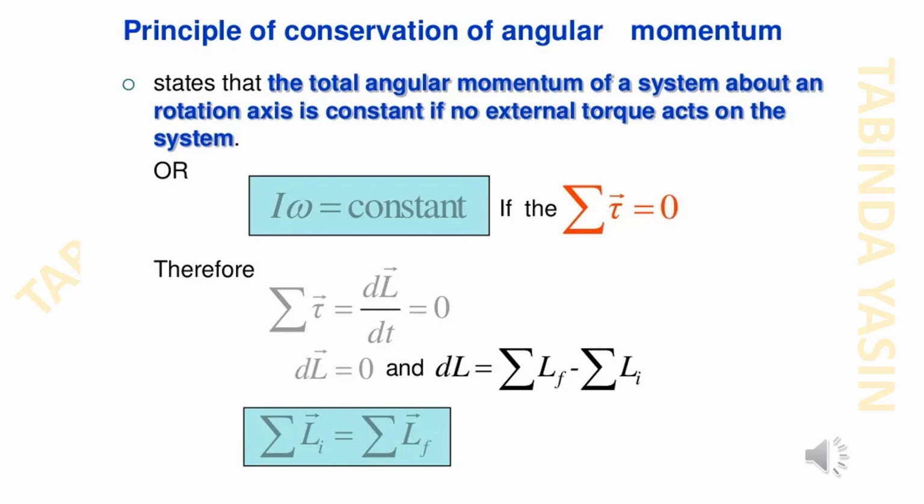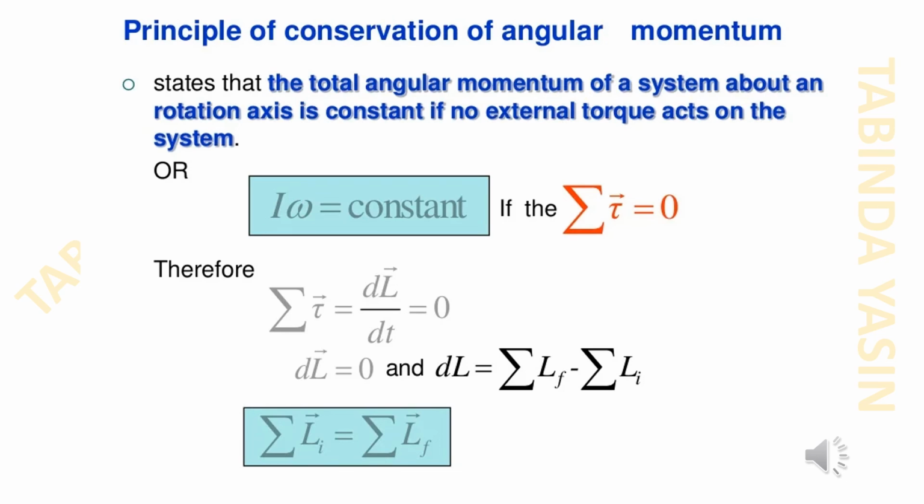Now, to understand the principle of conservation of angular momentum, it states that the total angular momentum of a system about a rotation axis is constant if no external torque is acting on the system. That is written as I omega equal to constant if summation tau is equal to 0. It means that if the torque is equal to 0, then I omega will be constant.